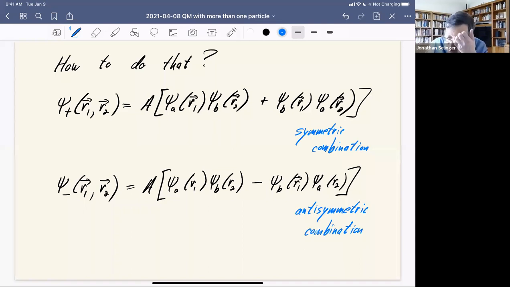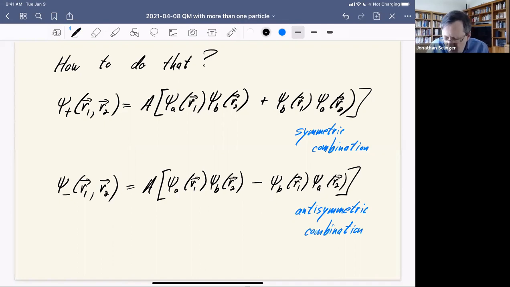Okay. So this is a combination where if you exchange the indices for 1 and 2, the wave function changes sign. But maybe that's okay. The wave function can change sign because there's still the same probability, even when the wave function changes sign.